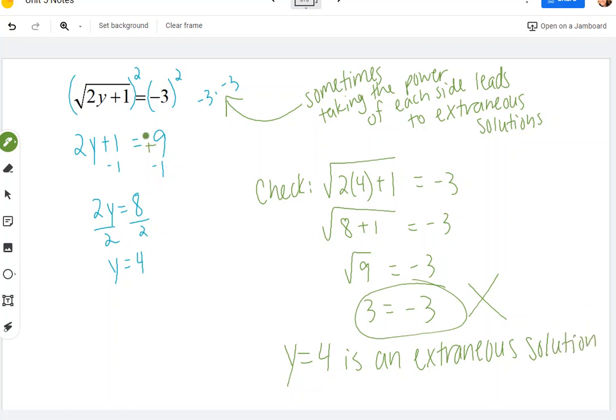But on a quiz or test, we might ask you to explain what this solution is. So you would say that it's an extraneous solution.